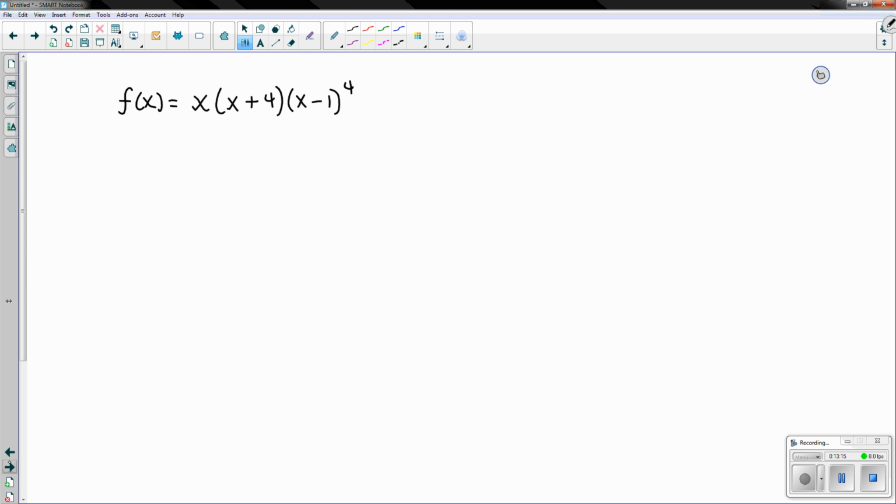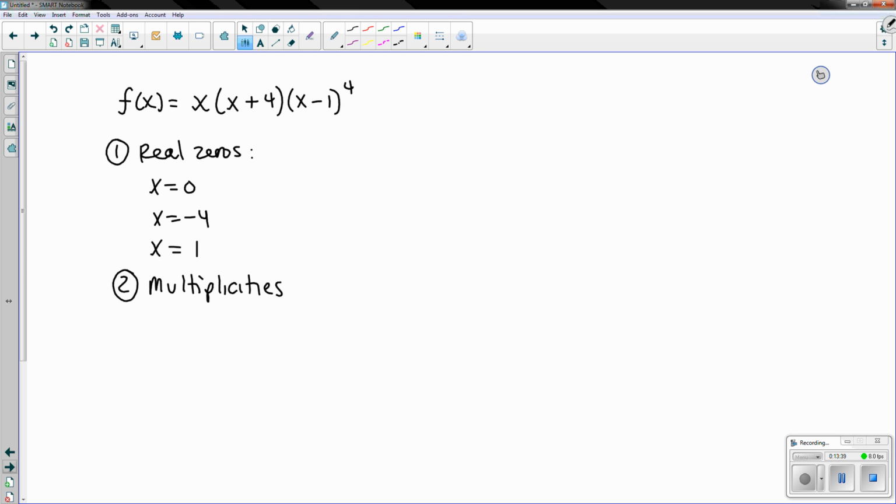And let's do one final example, this time in a factored form. So the factoring has already been taken care of for us. So let's get our zeros. I won't go through the whole thing, but we should be able to see x equals 0, negative 4, and 1 are going to be our zeros. The multiplicities. How many times do the zeros occur?